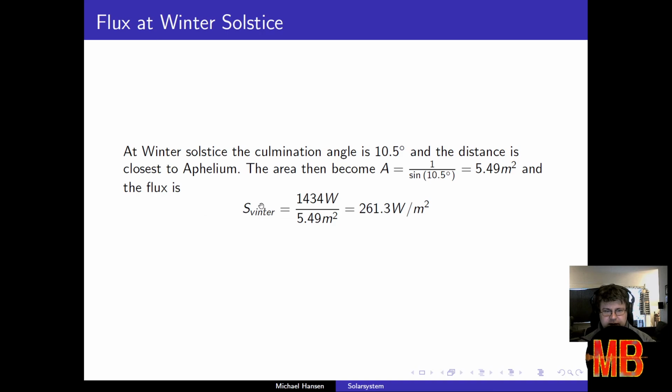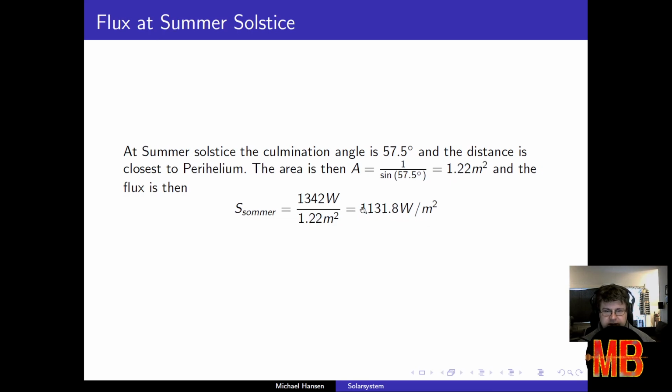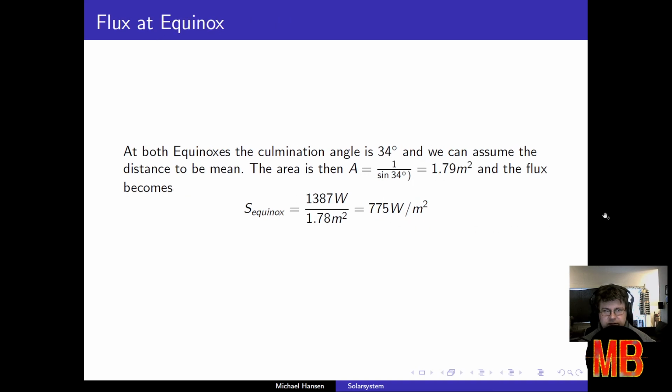And the flux is then, at, again, the Danish word, winter, 1,434 watts divided by 5.49 square meters, which gives us 261.3 watts per square meter. So even though the total flux that we get from the sun is a little bit higher during the winter solstice than it is during the summer solstice, we actually get much more radiation per square meter during the summer than we do during the winter.